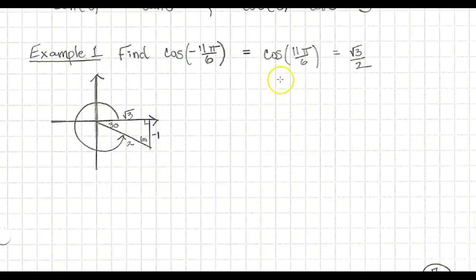Then I just remember that cosine is adjacent over hypotenuse. So for the cosine, I will use my reference angle. This is the angle right here, but the reference angle is this one, adjacent over hypotenuse, so root 3 over 2. Okay.